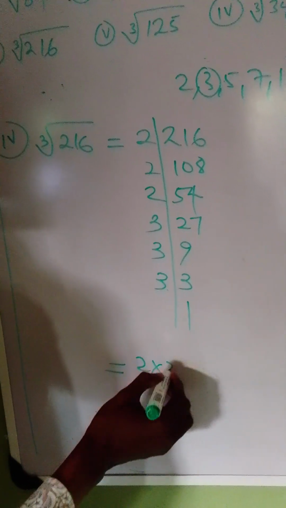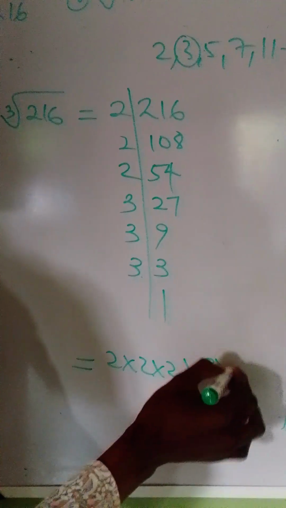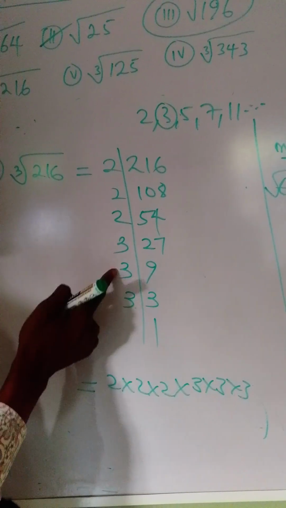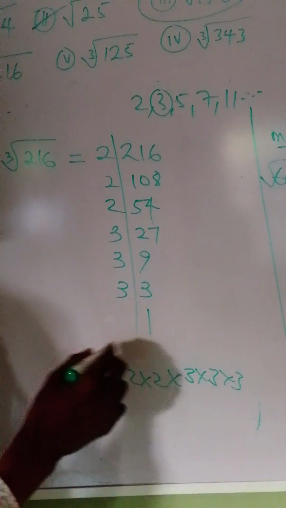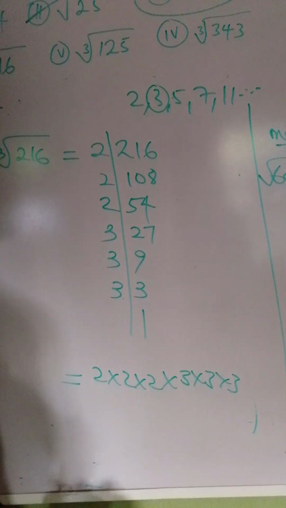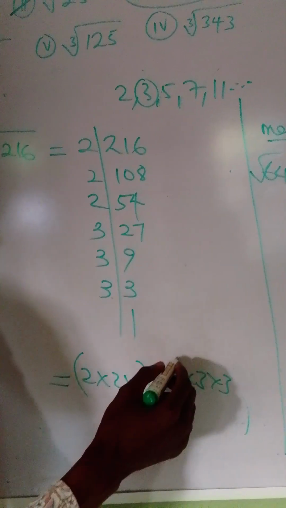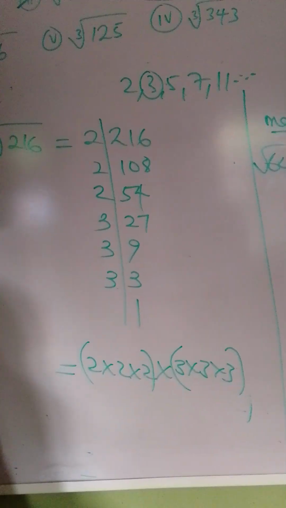So I have 2 times 2 times 2 times 3 times 3 times 3. I have 1, 2, 3, 4, 5, 6. So I have to group them, having 3 digits in each pair of brackets. Having 3 digits, 1, 2, 3. Having 3 digits. Why is it so?